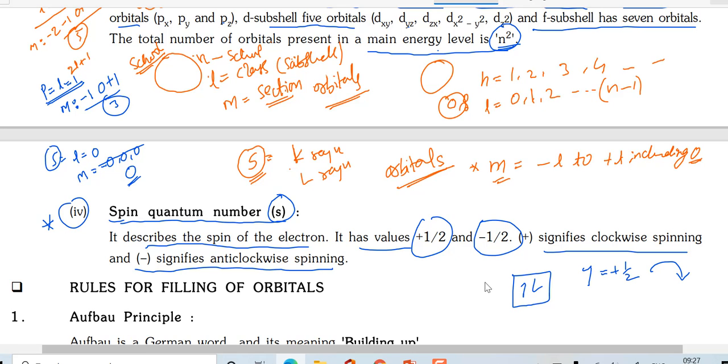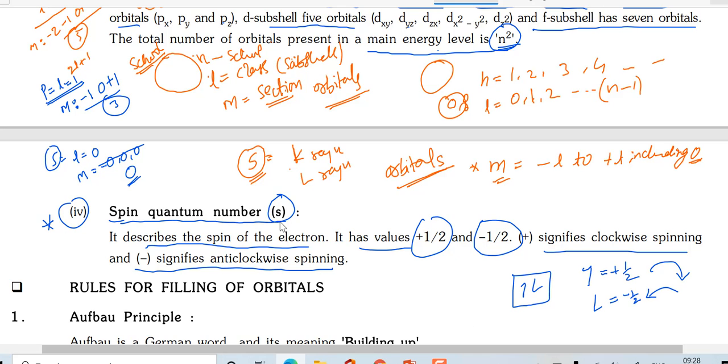ये इलेक्ट्रॉन होता है, स्पिन होता है. This electron has spin. Okay, clockwise spin is there. So the downward one is shown by minus half. It is indicating anti-clockwise rotation.